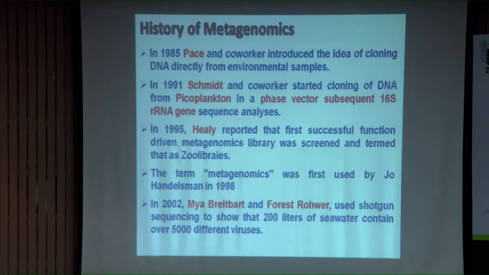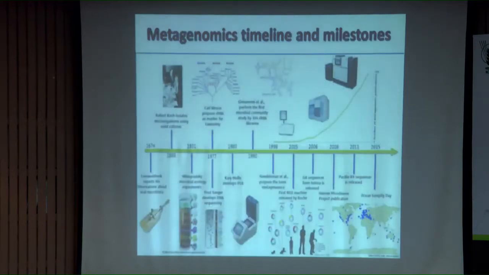Then in 2002, Venter and Forrest used shotgun sequencing to show that 200 liters of seawater contains over 5,000 different viruses. So this is just to take you back a little bit on the history and how this whole concept of metagenomics started. If you go for the timelines and the milestones, I don't know if this slide is clear to you people or not. It starts from 1676 when Leeuwenhoek reported his observations under a microscope. Then 1888 when Robert Koch isolated the microorganisms. Then in 1931, Winogradsky and his column. Only those who have microbiology as a subject probably will know this. Others may not be aware of this history.